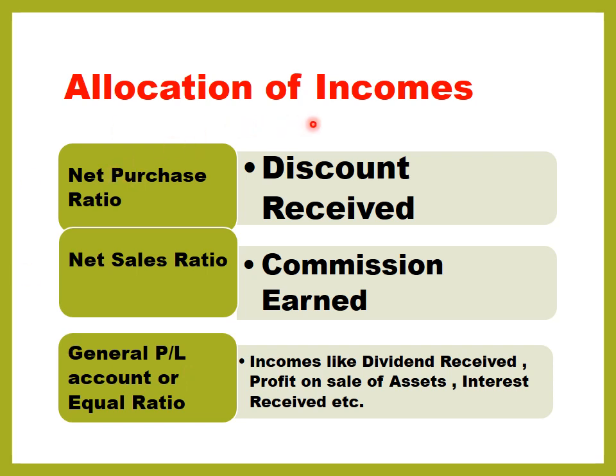Okay, students, now we are going to discuss allocation of incomes, called distribution of incomes. Discount received is to be distributed on the basis of net purchase ratio. Because you receive discount at the time of purchase, discount received should be distributed on the basis of net purchase ratio. Commission earned should be distributed on the basis of net sales ratio.